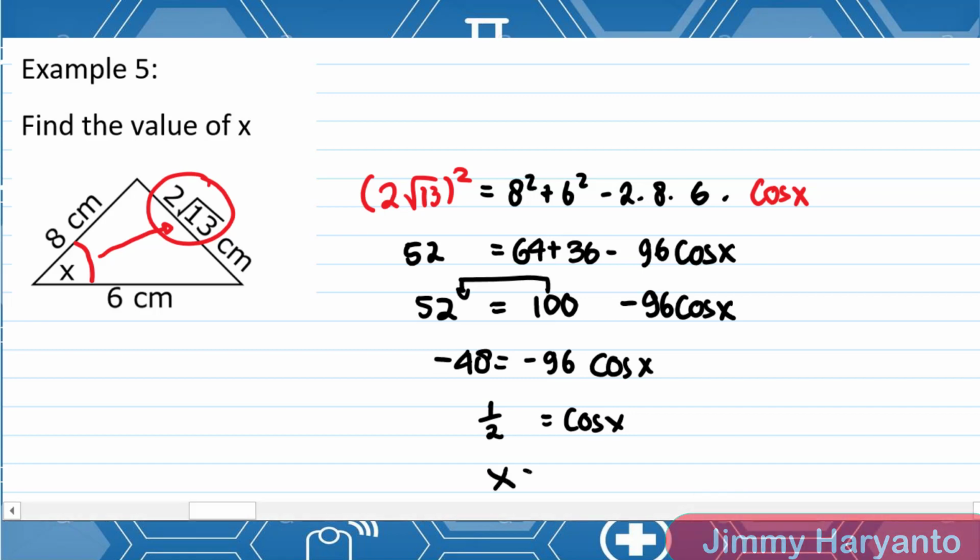So x, you can think like cos how many degrees equals half. It will be 60 degrees. So I already got x. X equals 60 degrees. The question wants us to find the value of x. Then we are done.